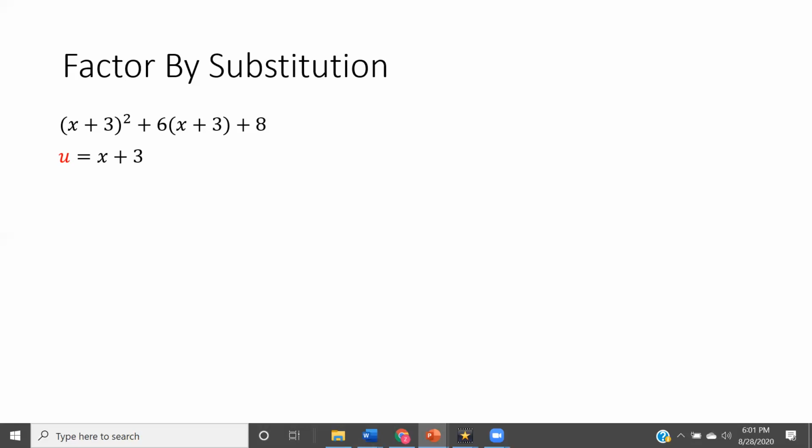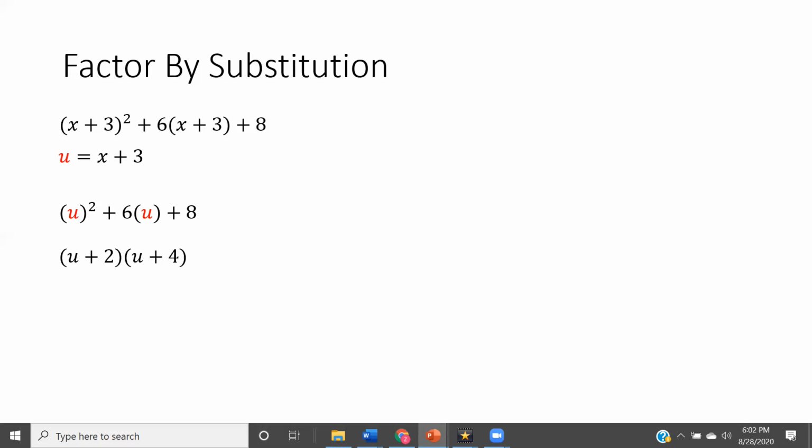I'm going to say, let's come up with a variable, u. I'm going to say u is equal to x plus 3. And if I say u is equal to x plus 3, well, I can substitute in my u for both of those terms. And now I have something that's a simple factoring question. I have u squared plus 6u plus 8.